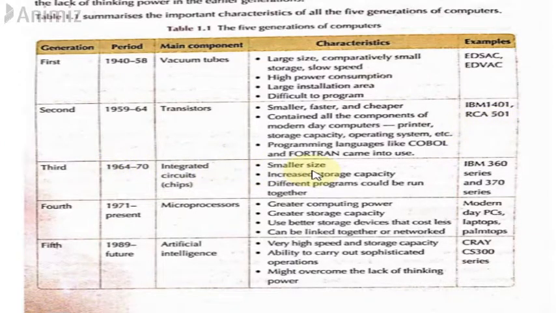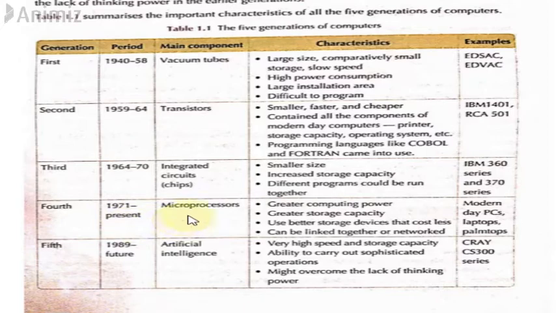The third generation of computers were smaller in size compared to the first and second. They had increased storage capacity, different programs could be run together, and they used integrated circuits, ICs. The examples were the IBM 360 series and 370 series.